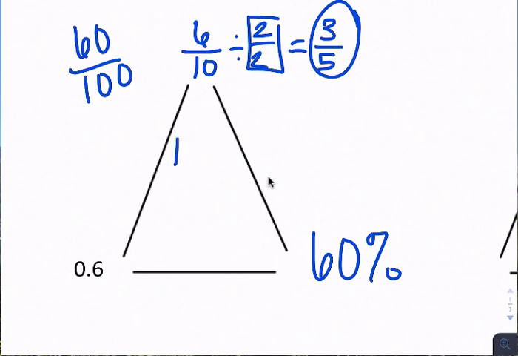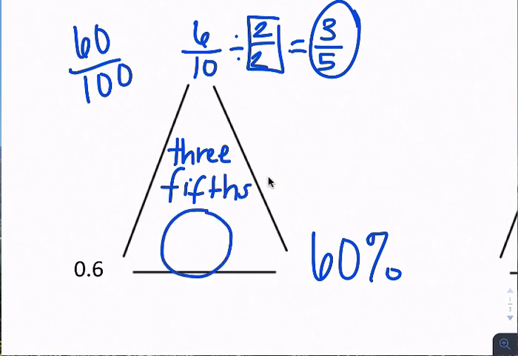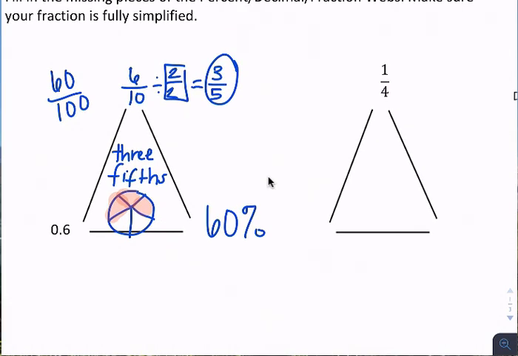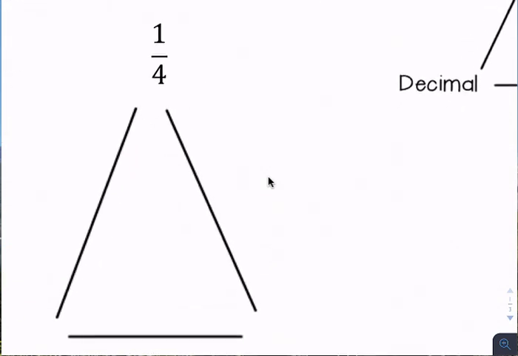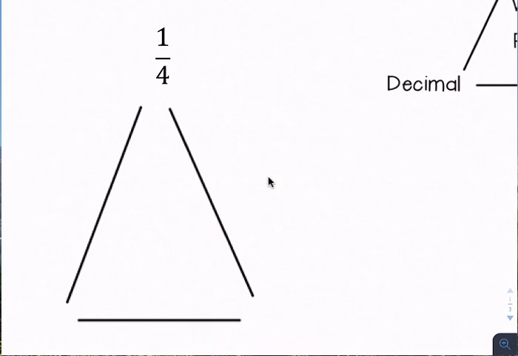So here I'm just going to write in my words 3/5, or I could draw out my 5 sections there and shade in 3 of them. Any of that would be just fine. Okay, so that's our first decimal, our first portion web.